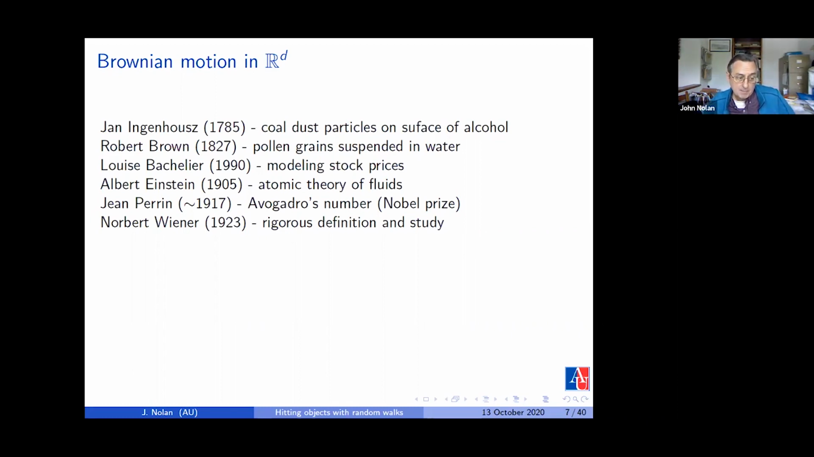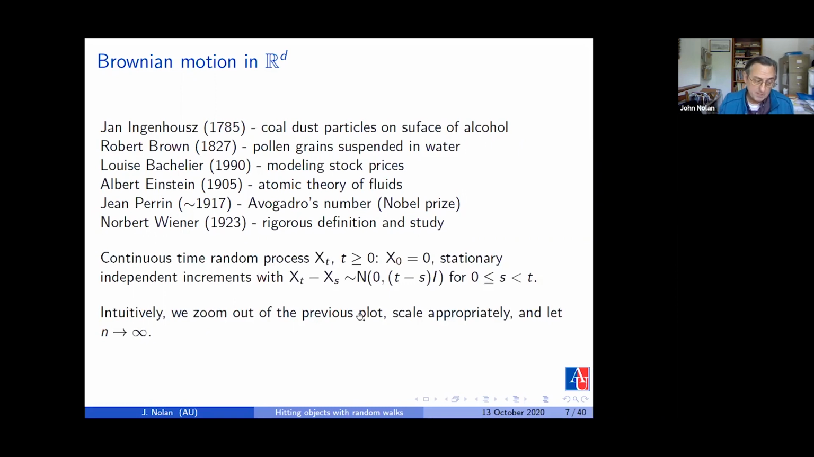So after Einstein's paper, Jean Perrin, I think it was around 1970, used the ideas in Einstein's paper to actually calculate Avogadro's number and tie physical meaning to what atoms are and how many of them there are in space. He won a Nobel Prize for that work a few years later. And then finally, for mathematicians, Norbert Wiener gave a rigorous definition of Brownian motion on a path space. So I'm not going to be rigorous about it here.